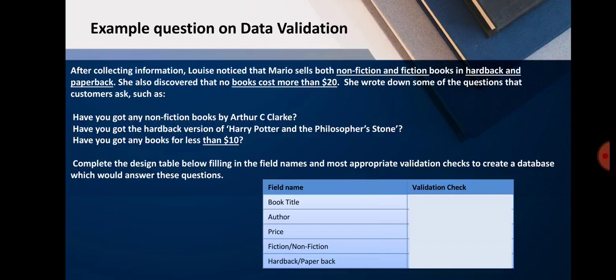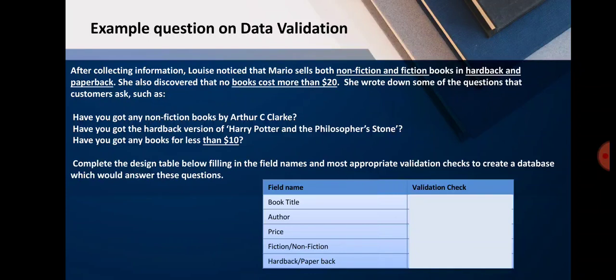So I'm going to cover one question here which is from a recent IGCSE exam. After collecting information, Louis noticed that Mario sells both non-fiction and fiction books in hardback and paperback. She also discovered that no book costs more than $20. She wrote down some of the questions that customers asked, such as, have you got non-fiction books by author C. Clarke? Have you got the hardback version of Harry Potter and the Philosopher's Stone? Have you got any books for less than $10?